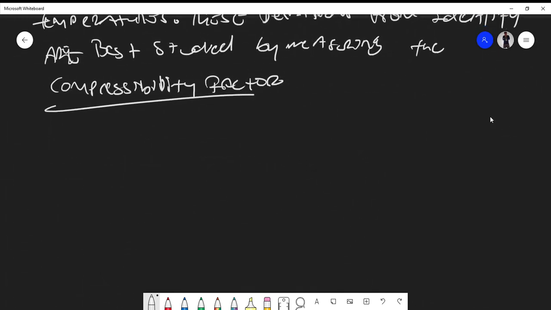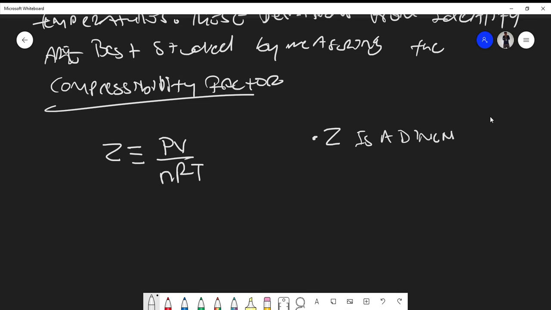So how do we define this in a mathematical formula? Z is equivalent to PV over nRT. Now, Z here is actually dimensionless, right? It's a dimensionless quantity, so we need to define that.